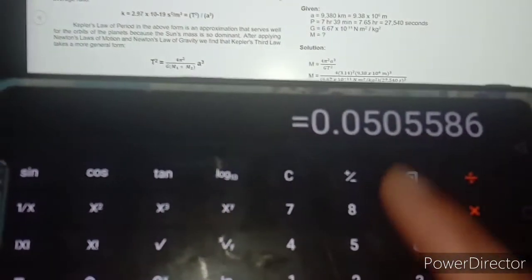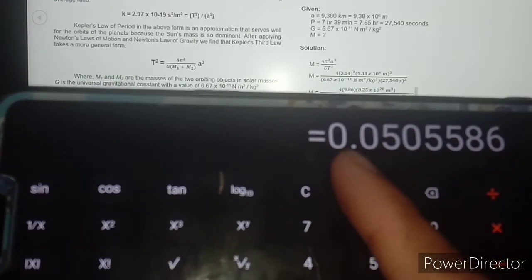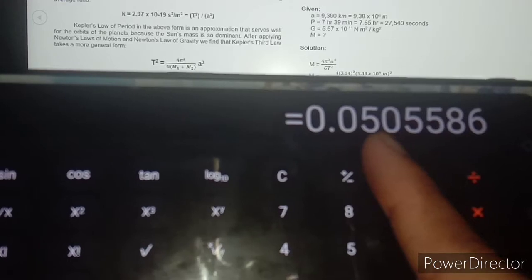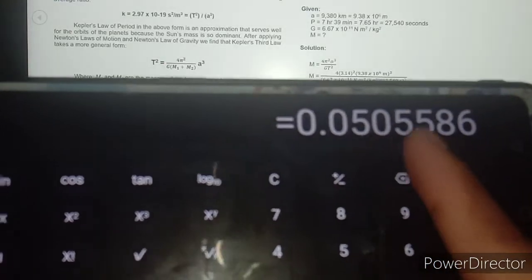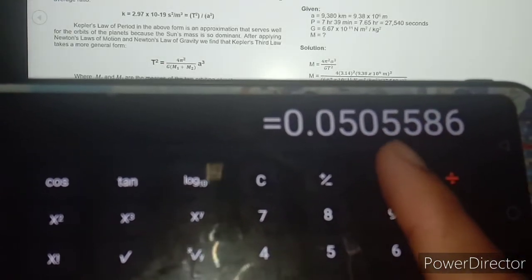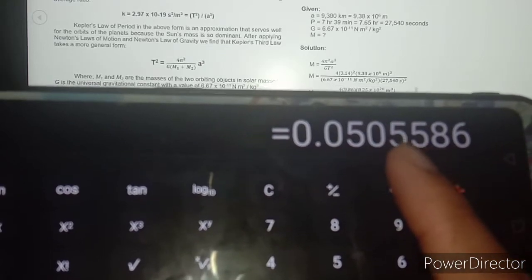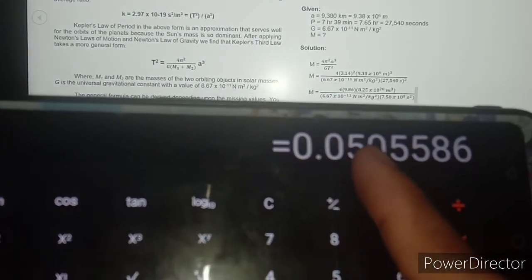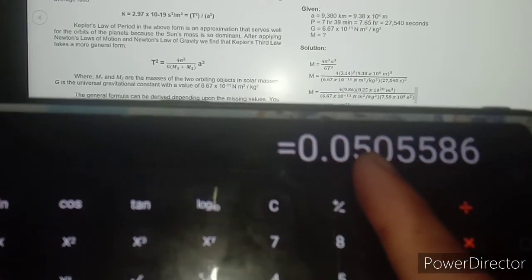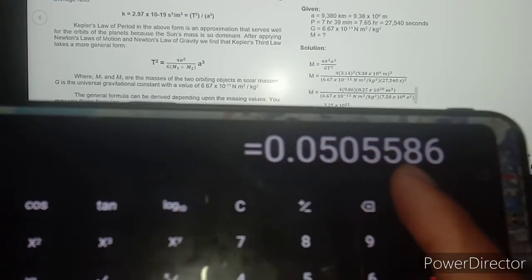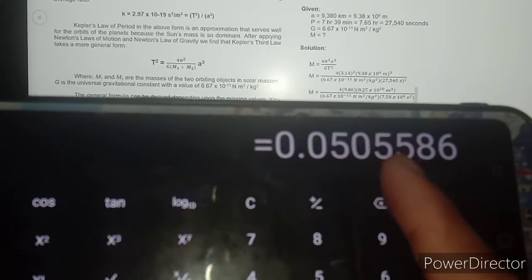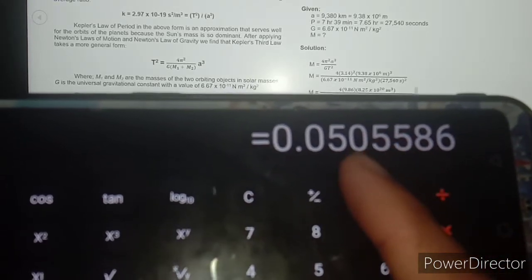Ang gagawin lang natin is magmo-move tayo ng dalawang values to the right, starting from the decimal point. So we have 1, 2, that's why we have 5.0, and then round off lang natin yung kasunod since we are just going to get 2 values after the decimal point. So, again, nag-move tayo ng 2 places here. So, that's why 5.06, kasi 5 yung kasunod nung 5, so round off tayo. Again, we have 5.06.